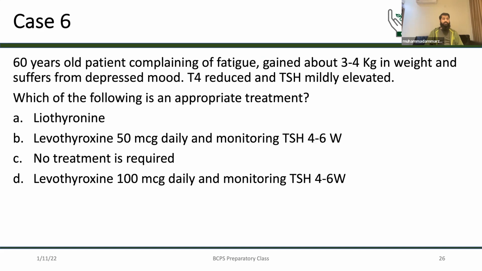So levothyroxine is the treatment of choice, but what dose should we administer in this patient? Should we consider 50 microgram daily or 100 microgram daily, and why? So this is an important point. The patient is old, 60 years of age. So we should consider a low dose of levothyroxine, which is 50 microgram per day.